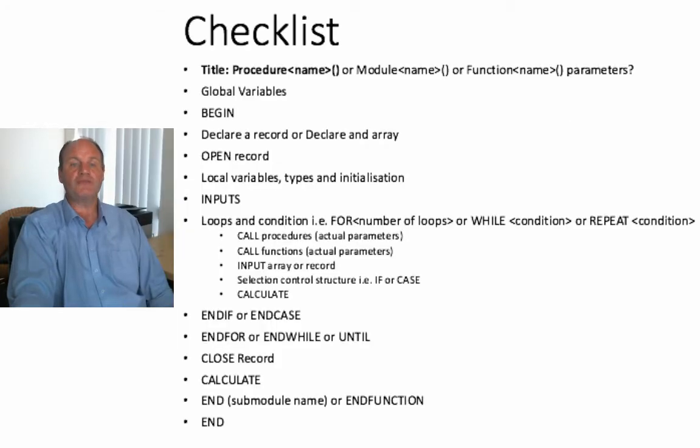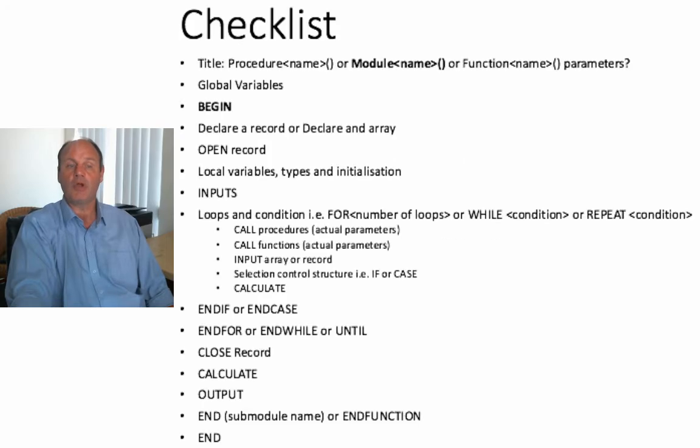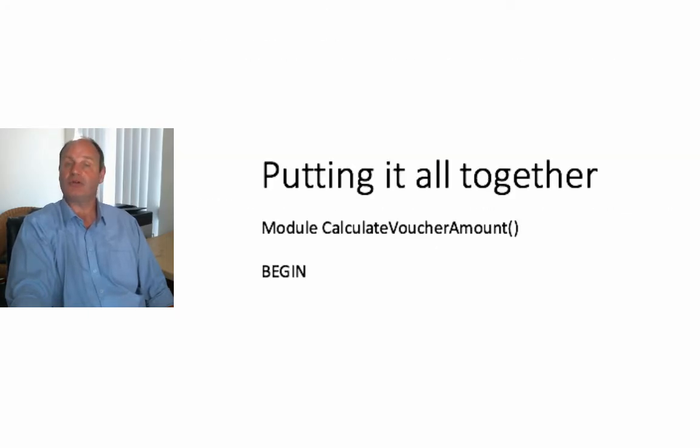As always, the first thing we need to put in is the title. In this solution, we are not writing a submodule, but just one block of code. So we call it procedure with the name of the procedure after it. So the name of our procedure is calculate voucher amount. We then put in the keyword begin, as you can see here.